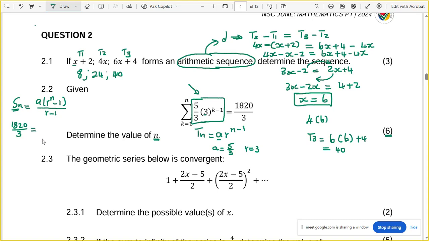This is equated to, where there's A, I need to sub in 5 over 3, and where there's R, I need to put 3. So this will be 3 to the power n minus 1. Then everything is divided by R minus 1. R is 3, so 3 minus 1 gives us 2.